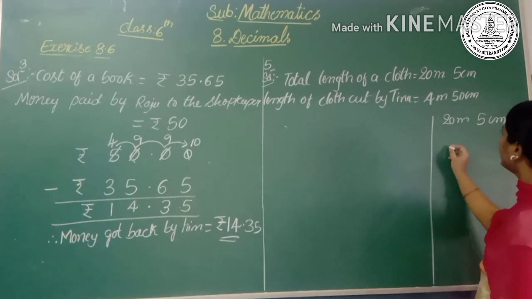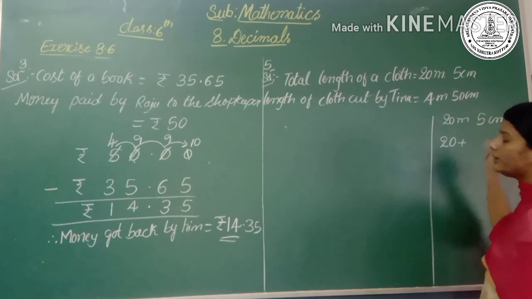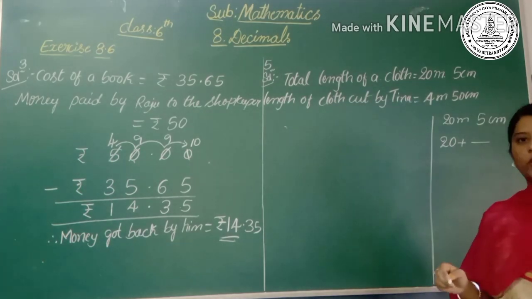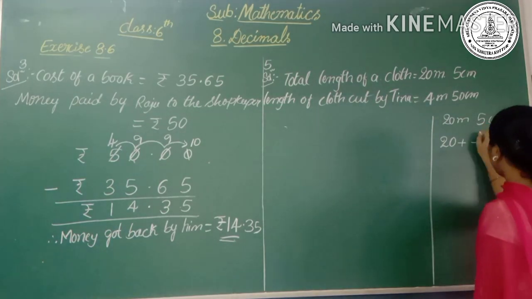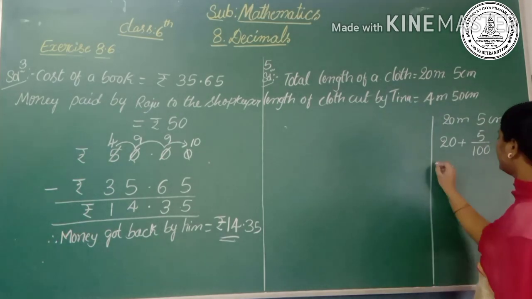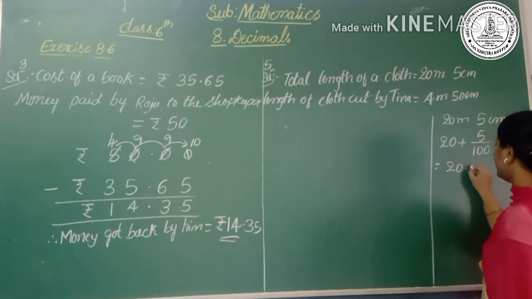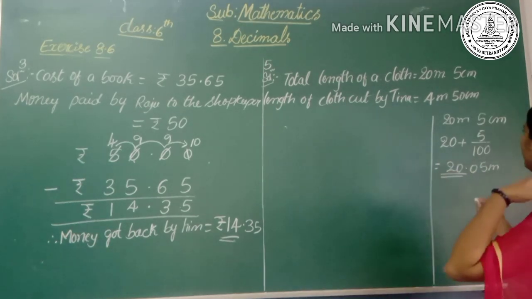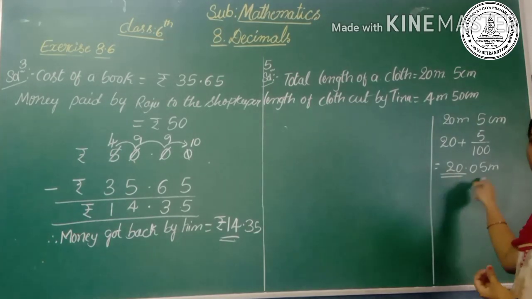Okay, so how can we write it? As 20 meter is already in meter, then convert centimeter into meter. So we know that 1 centimeter is equal to 1 by 100 meters, right? So 5 by 100, which expressed in decimal form is 0.05 meter. Right? So 20 meter 5 centimeter can be written in meter as 20.05 meter.